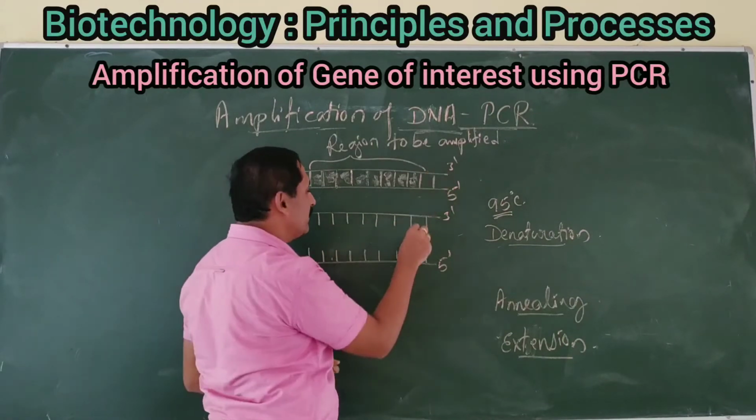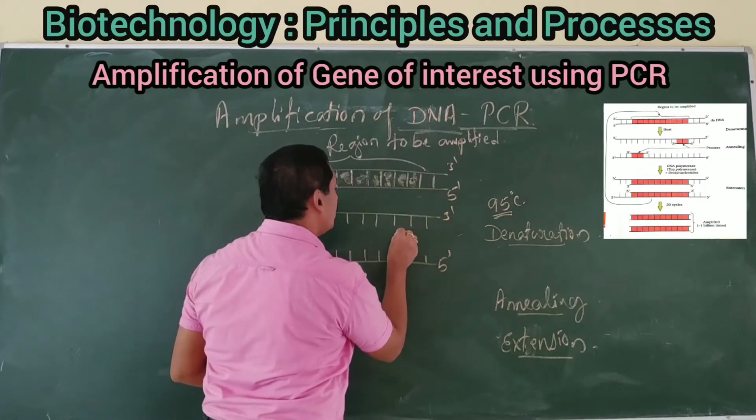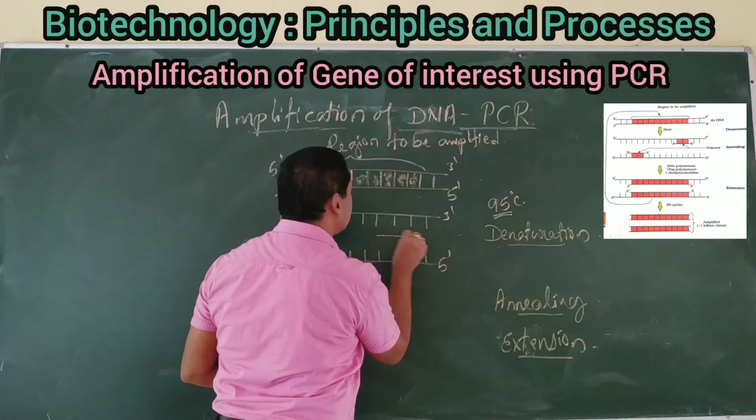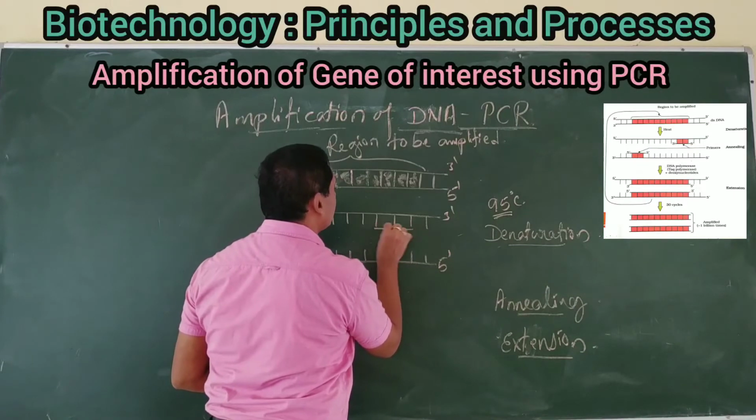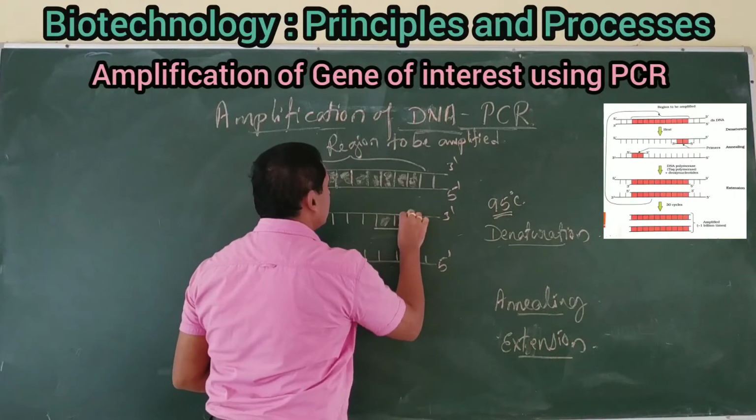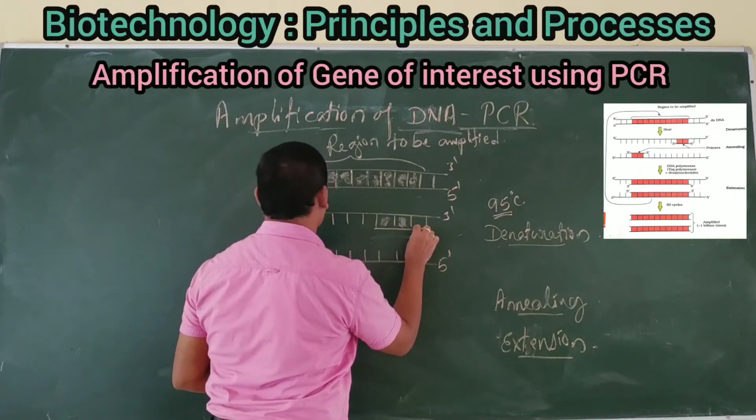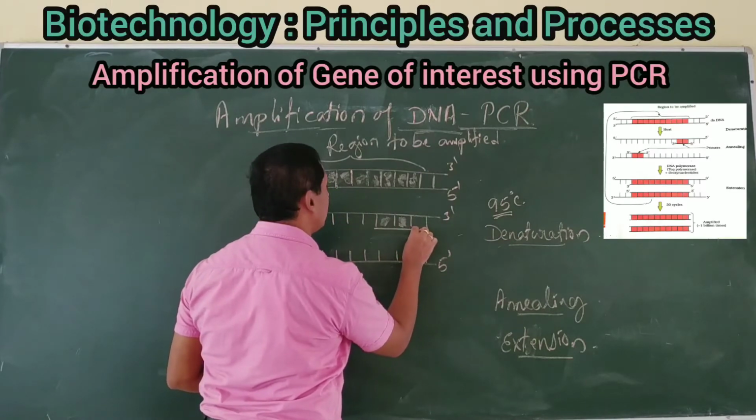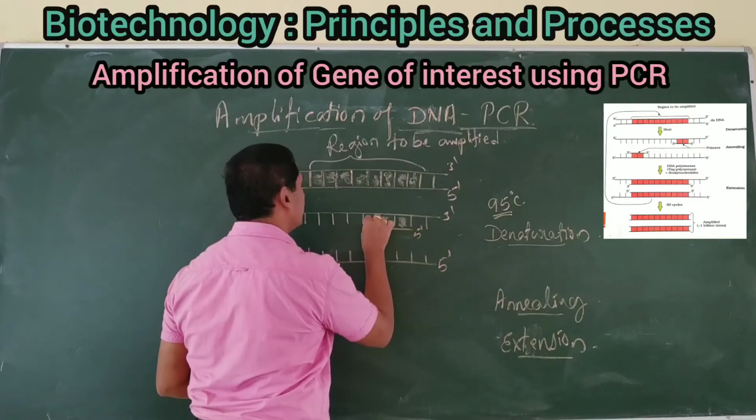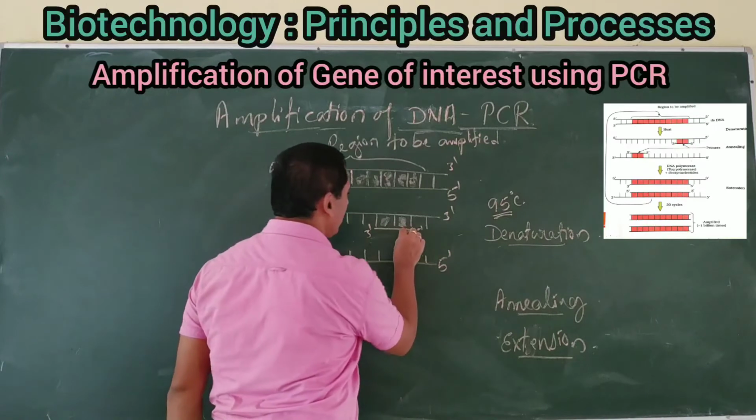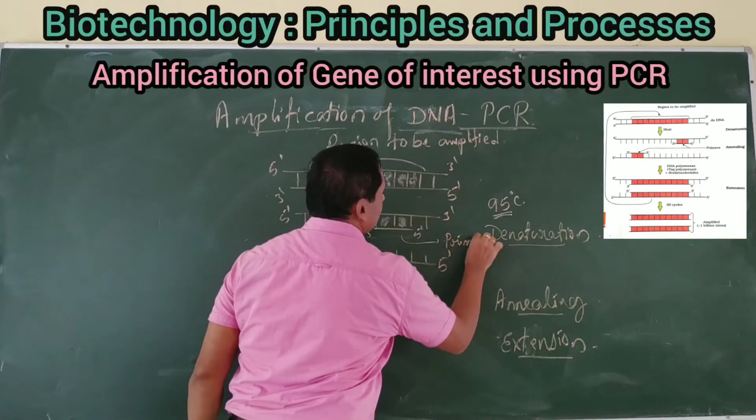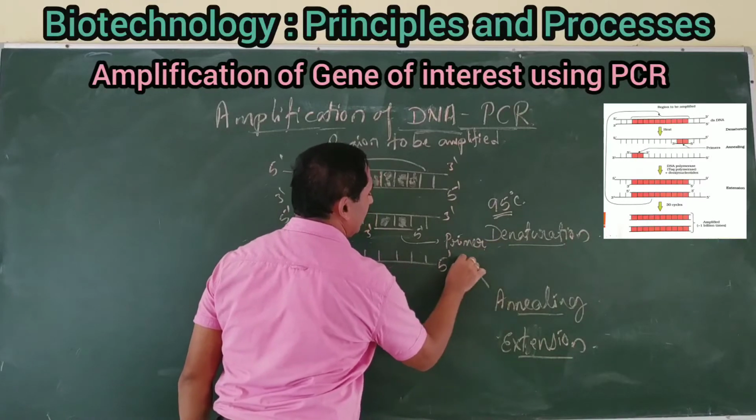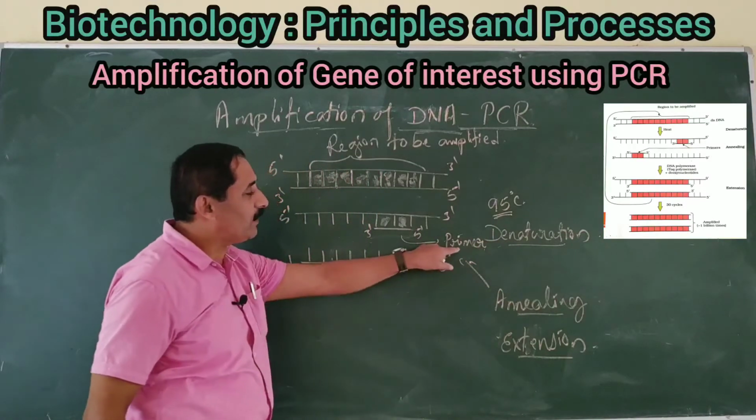In this PCR machine, we have to introduce the primer, the RNA primer. This RNA primer runs in the opposite direction, with 5' to 3' linkage, a small fragment of RNA. It is the primer. So that is the annealing of primer.